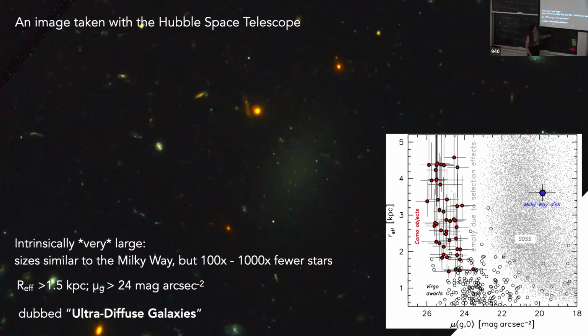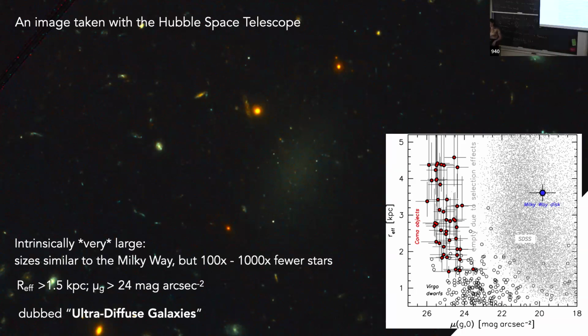And this is where they occupy this parameter space of size, half-light radius as a function of surface brightness. So you have sort of Milky Way galaxies here. This is SDSS. You have dwarf galaxies here, and then you have almost a new class of galaxies right here. So big, low surface brightness.